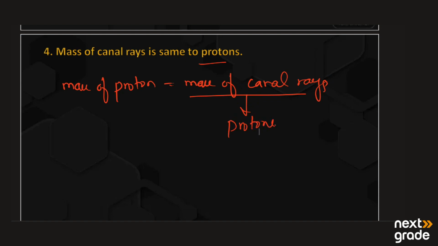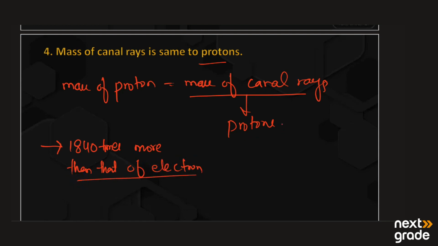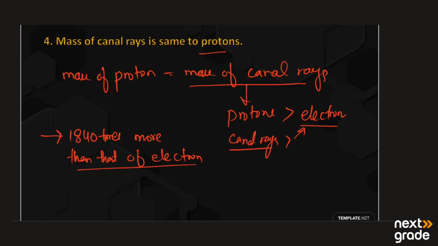On the other hand, if we look at the mass of a proton, it is almost 1840 times more than that of an electron. So protons are heavier compared to electrons. In turn, the canal rays will be heavier compared to electrons. So this is the fourth property of the canal rays.